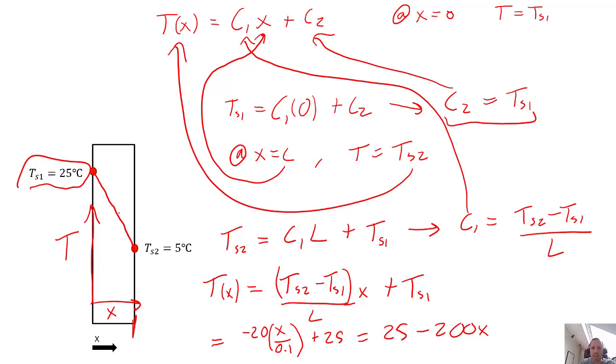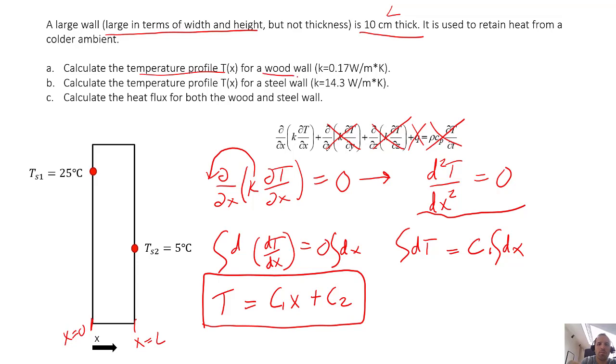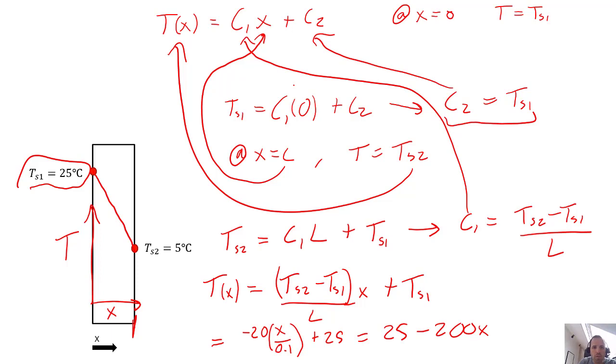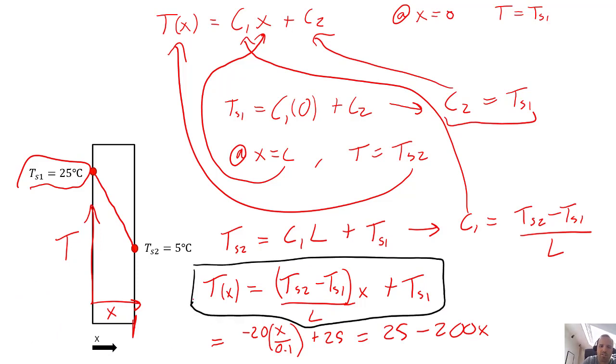Okay, let's take a closer look. We're asked to figure out the temperature profile for wood in part A and then for steel in part B. So the only difference between those two walls would be that they have a different thermal conductivity. However, if you look carefully at our temperature profile equation, in this variable form, you'll see that thermal conductivity doesn't even show up in this equation. So our temperature profile under these particular circumstances is independent of the thermal conductivity.